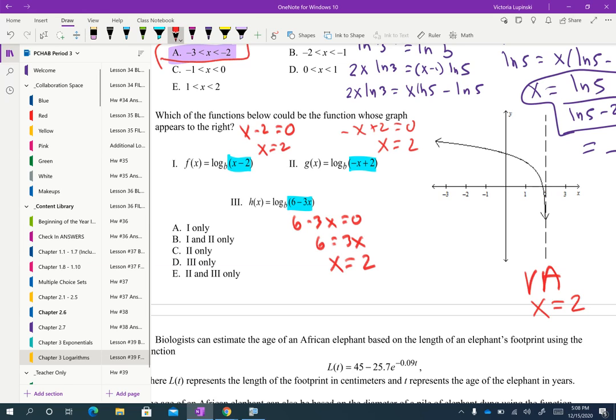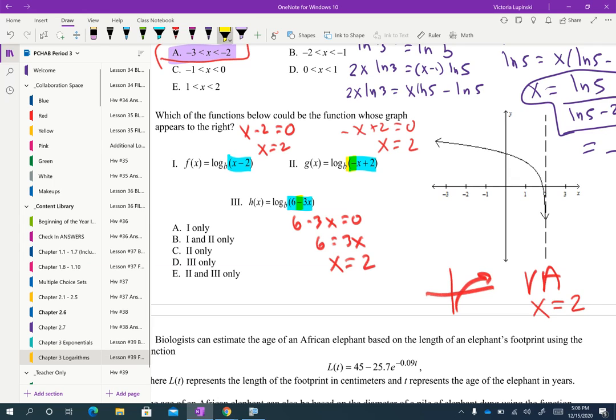But now you have to make sure that each of them would in fact face to the left. You can do that using a reflection or using the domain. If you're going to do it in terms of a reflection, you would have to know that a log normally in its parent form faces this way. Because it's facing the other direction, that means there was a reflection over the y-axis, which means if there was a negative inside, that is a case where that could be the answer. So you could use that to tell you that it's 2 and 3.